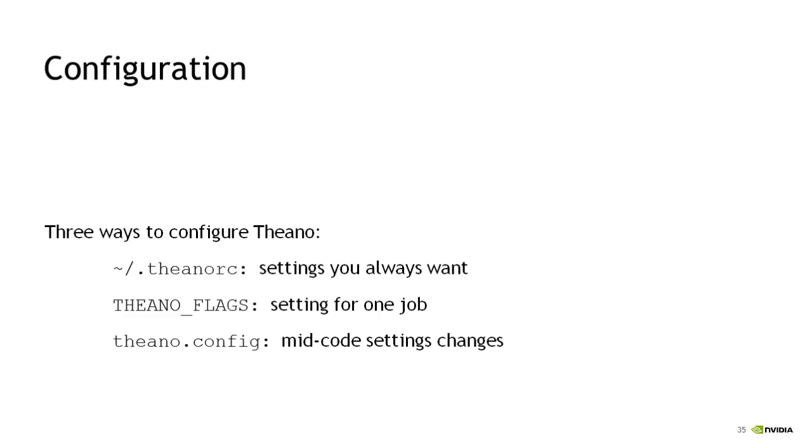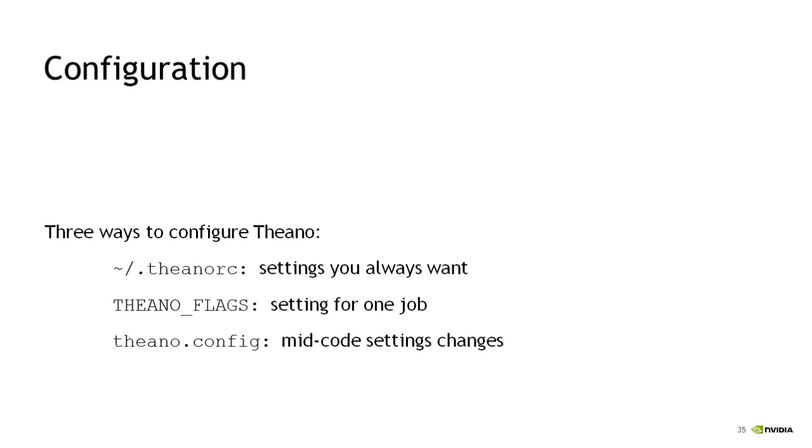When you install Theano, you'll want to configure it. There are 3 ways that you can pass configuration parameters into Theano. One is you can define a .theanorc file. This is just a text file that lists a set of parameters, such as do you want to use GPU or CPU. This is typically where you'll set settings that you always want every time you use Theano. So, for example, setting that you want to run it on the GPU.